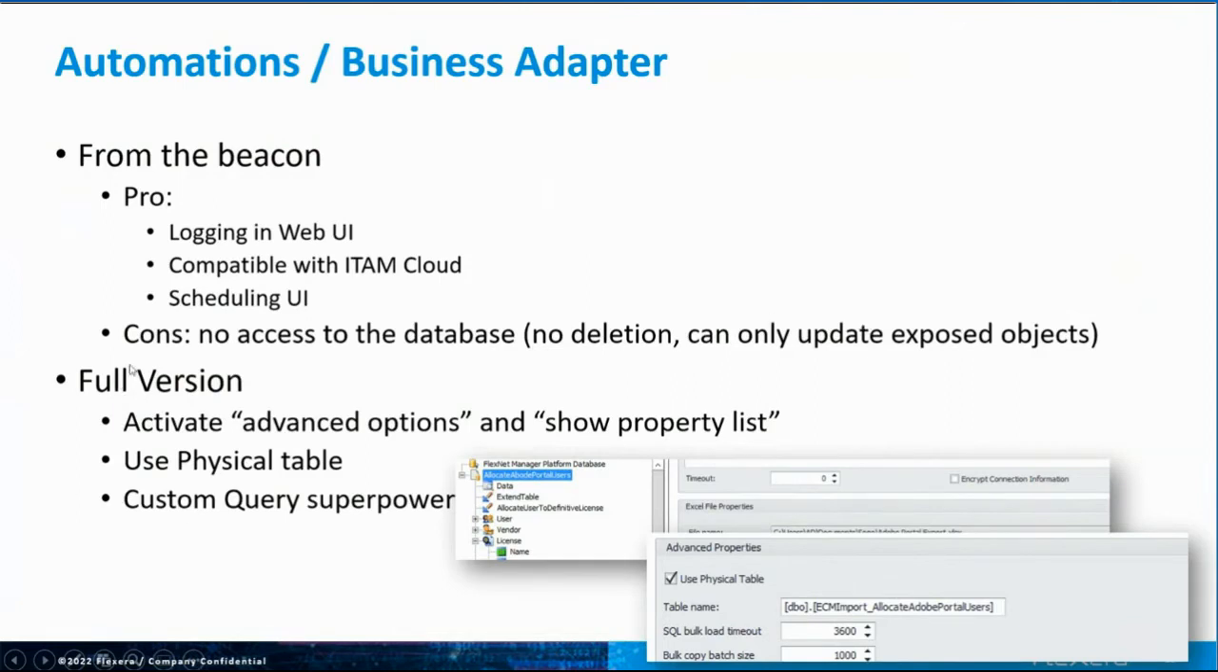The full version is a little bit the reverse. You need to activate the advanced option and show the properties, just like I showed. And then you have some options to use physical tables. So the business adapter will create a physical table, and then you can have a query that is using the data in this table and joining to existing data to do whatever update or deletion that you want to do.